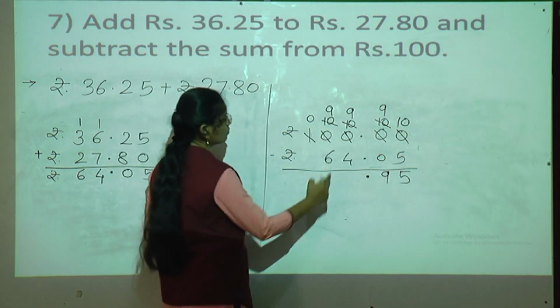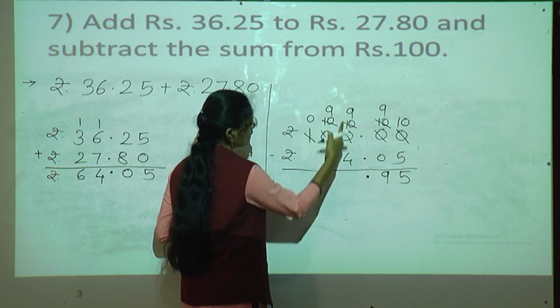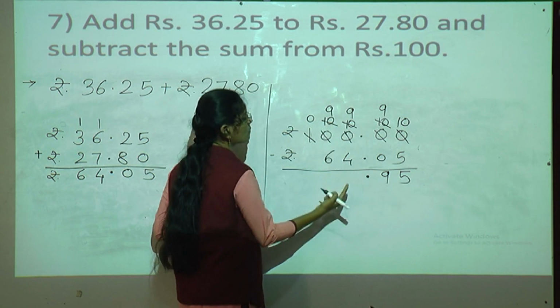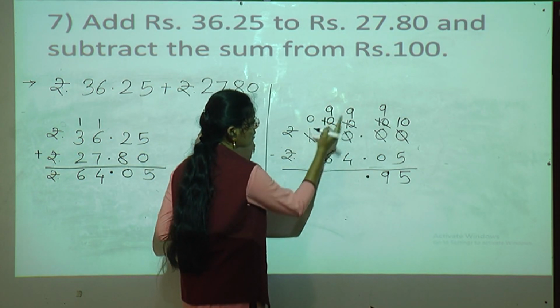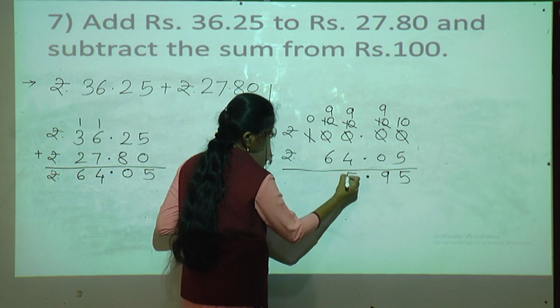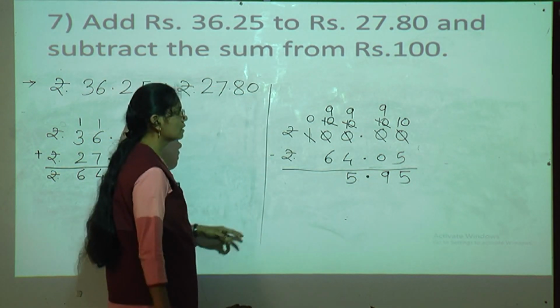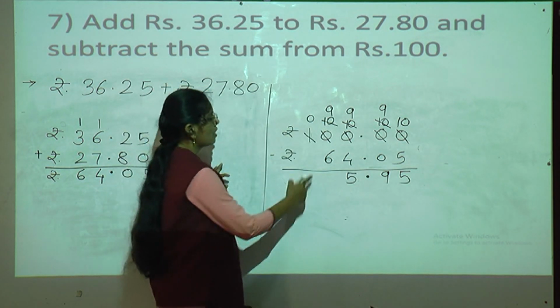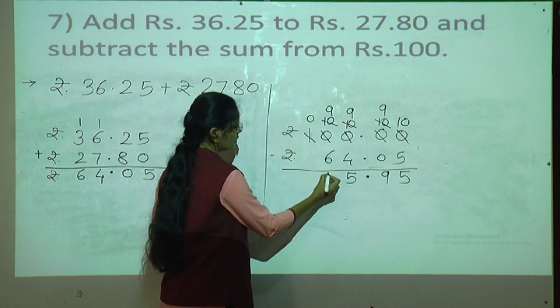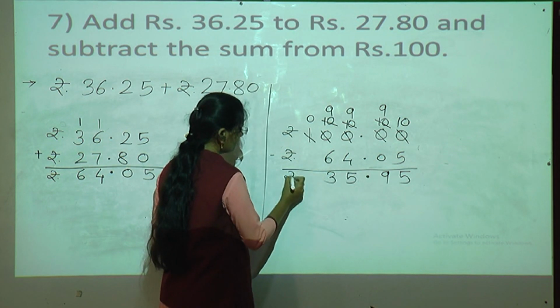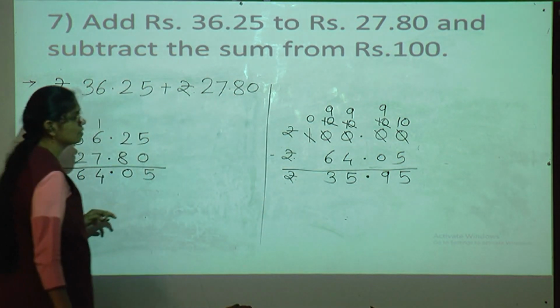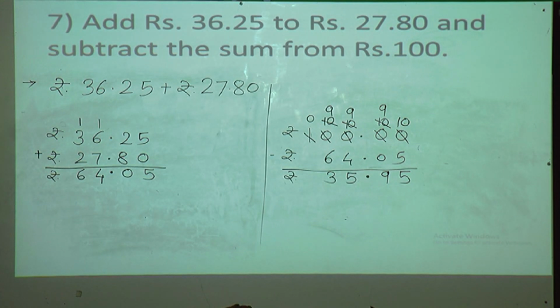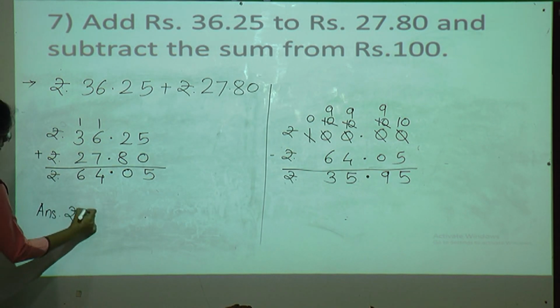Then go to the next place. Here 9 is there, here 4 is there. So 9 minus 4. After 4, count your fingers till 9. 9 minus 4, 5. So write here 5. Next here 9 minus 6. After 6, count your fingers till 9. 9 minus 6, 3. So what is the answer? The answer is 35.95. So finally you have to write the answer, that is rupees 35.95.